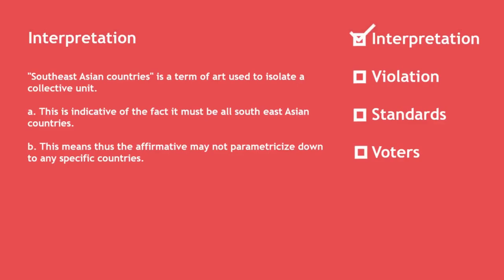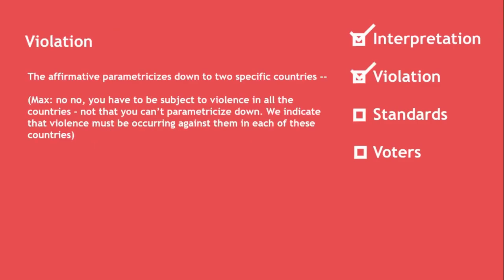A is the interpretation of Southeast Asian countries as a term of art used to isolate a collective unit of Southeast Asian countries. The A subpoint is this is indicative of the fact that it must be all Southeast Asian countries. The B subpoint is that the affirmative parametricized that any specific country is a violation. It means they have to be subject to violence in all of the countries, not that they can't parametricize down. The implication would be that this violence has to be occurring to them in each of these countries. Absent that, there's literally no way for us to research the violation.